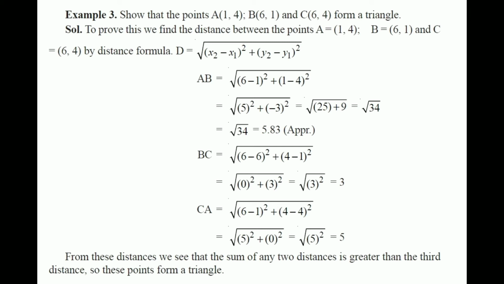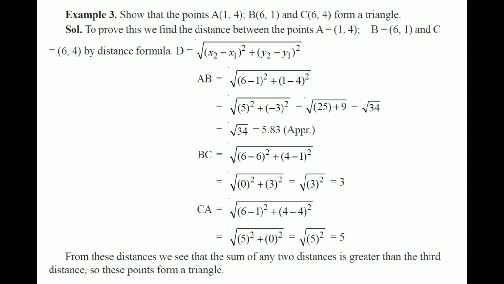Distance BC becomes 3. Finally, CA distance is √((6 − 1)² + (4 − 1)²), which is equal to √(5² + 0²). This is equal to 5. Distance CA is 5. Now we pick up any two distances.